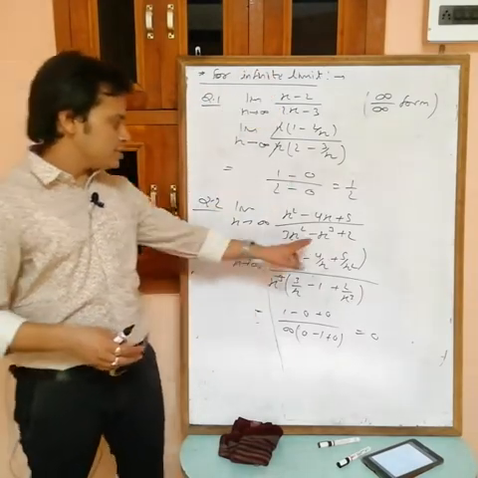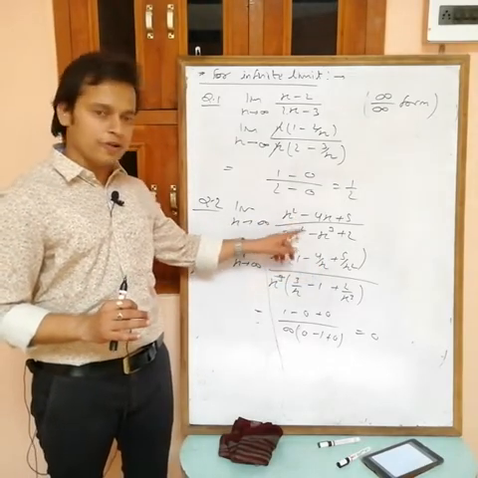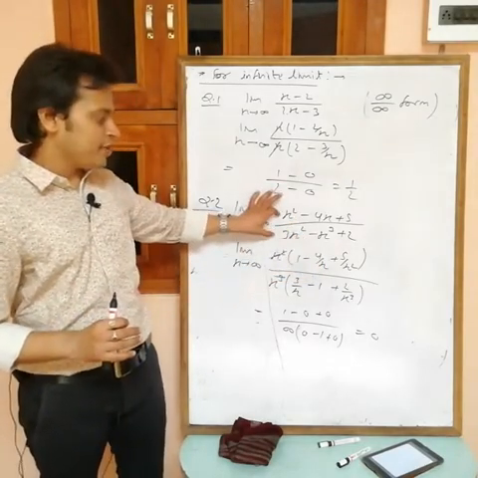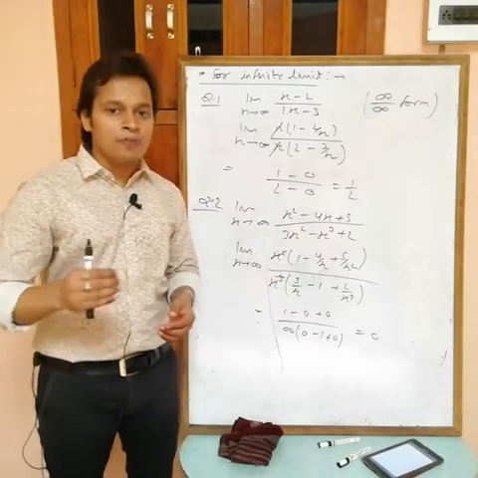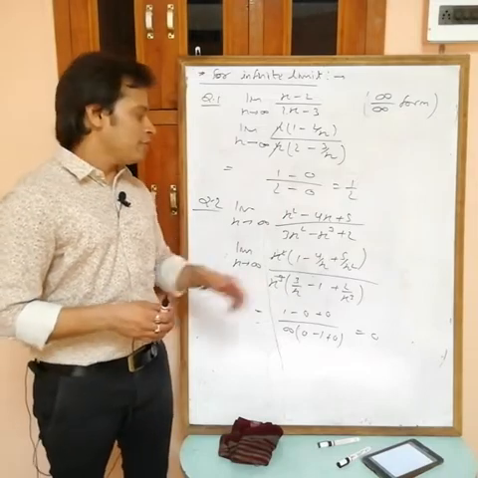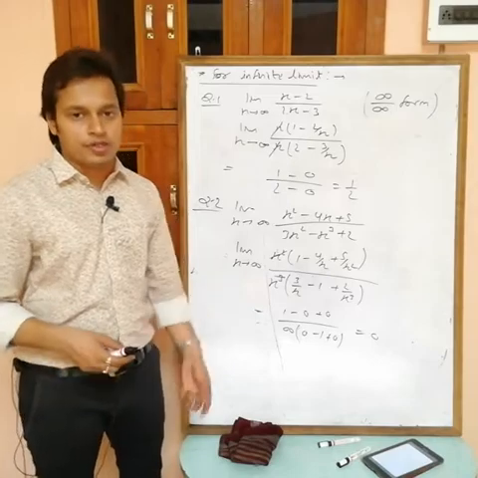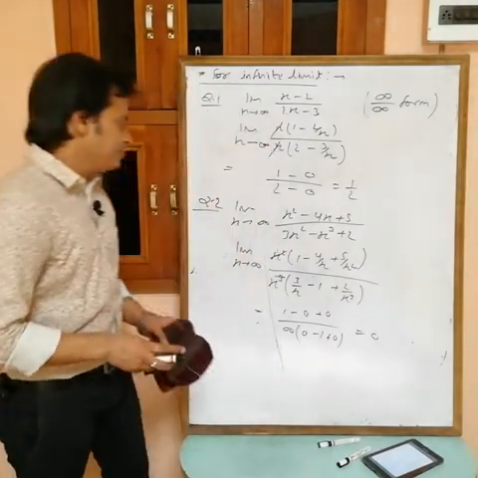If suppose this is x, then again we have the same highest power of x, and the answer is 1 by 3. But in the denominator here we have a power of x more than the power of x in the numerator. Because of more power of x in the denominator, you are getting 0.